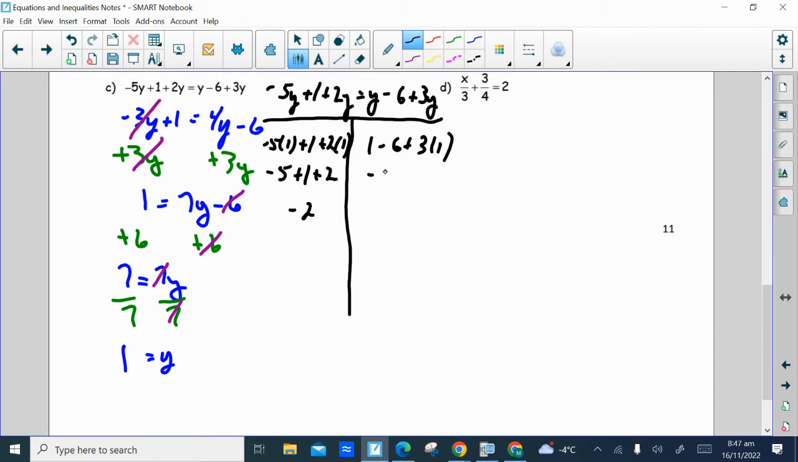1 take away 6 is negative 5, plus 3 times 1 is 3, and negative 5 plus 3 is negative 2. So it checks. Get the same thing on both sides. Our answer is correct.